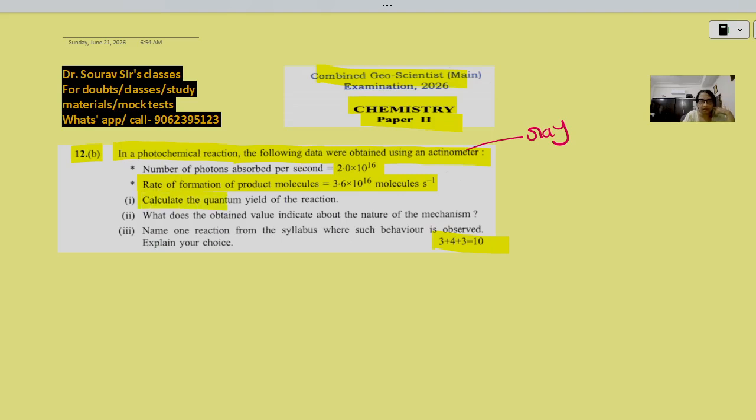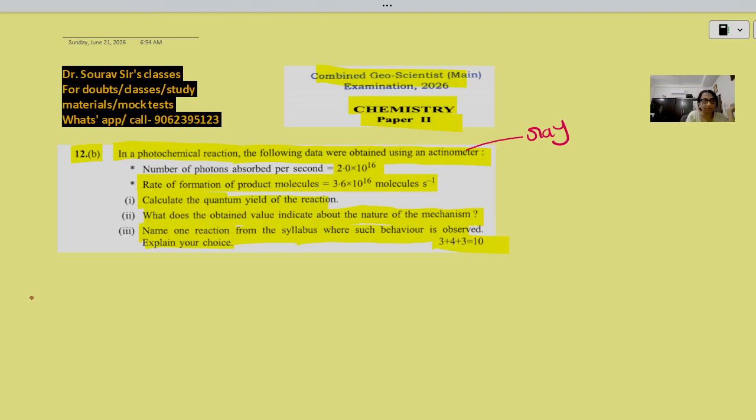Now calculate the quantum yield of the reaction, and second, what does the obtained value indicate about the nature of the mechanism? They are asking about the type of mechanism, because sometimes a reaction is a free radical reaction, or carbocation, or carbanion. And third, name one reaction from the syllabus where such behavior is observed. Explain your choice. According to our syllabus of this examination, we can put an example for this reaction type.